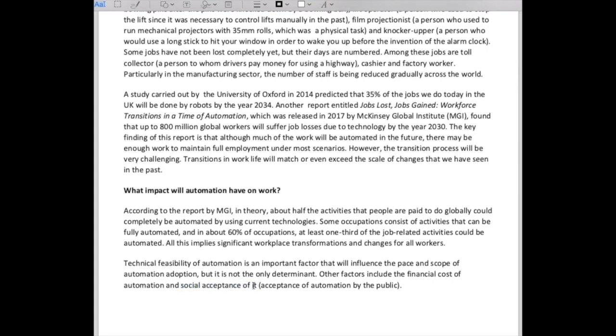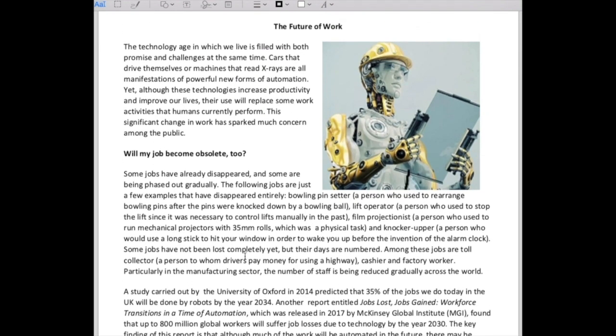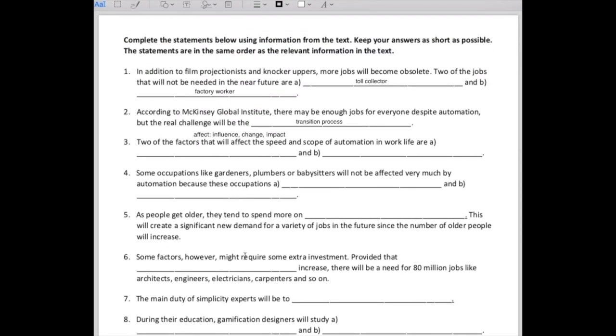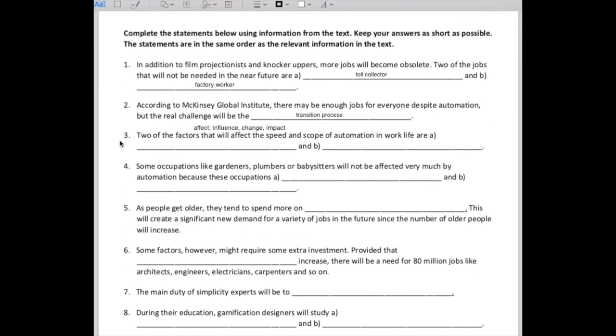Now in this case, please remember it means automation. So in this paragraph we have 3 factors. You can choose any 2 factors and put them in the task. So let's go back to the task. Here is sentence 3. I'm going to take 2 factors and see if they fit. So the first factor is going to be the technical feasibility of automation.